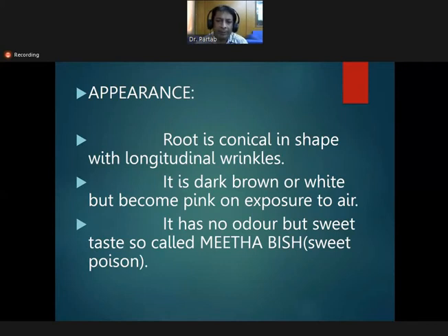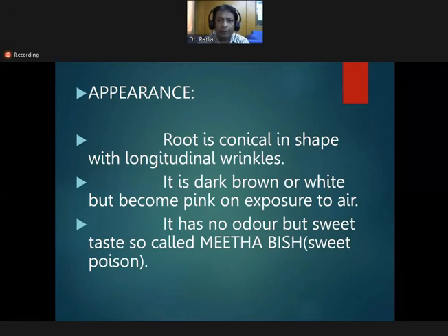Aconite may be missed in the diagnosis, in advanced forensic medicine investigations. It may be diagnosed by chemical analysis. So it is in second number. Very sweet in taste, very lethal in action.